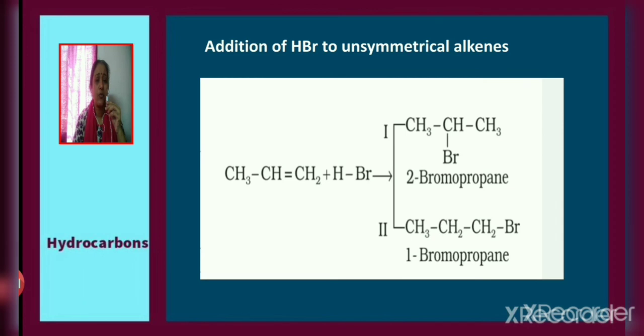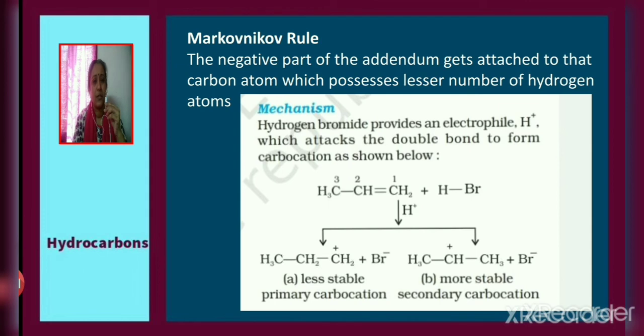So as a result of hydrogen bromide getting added in two different ways across the carbon-carbon double bond in propene, we can get two different products, either 2-bromopropane or 1-bromopropane. Now there is a rule called Markovnikov's rule which decides the major product formed during the addition of hydrogen bromide to an unsymmetrical alkene. So let us now see what is Markovnikov's rule.